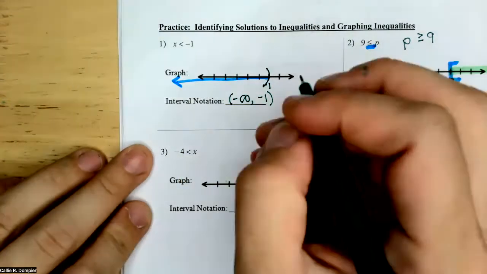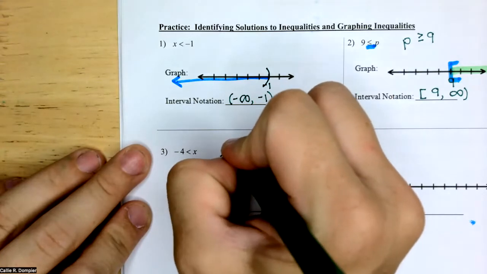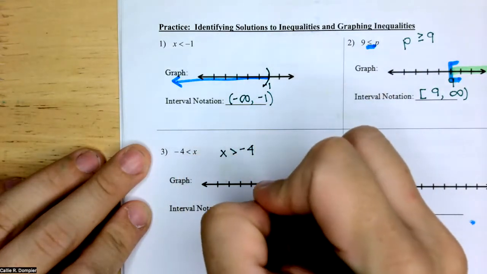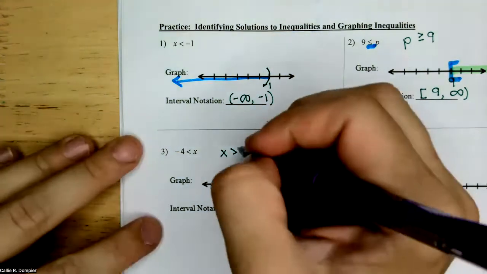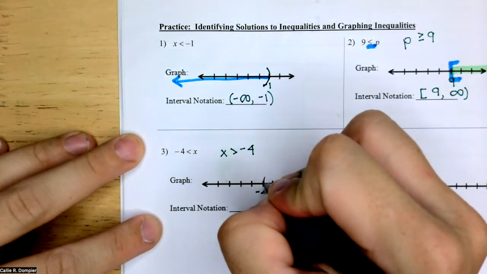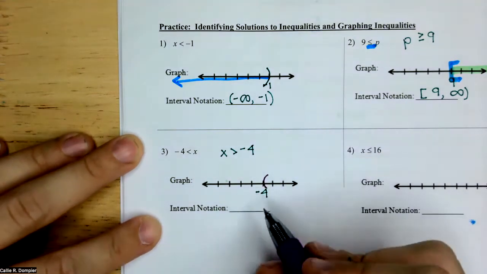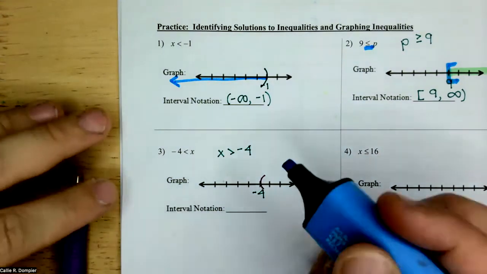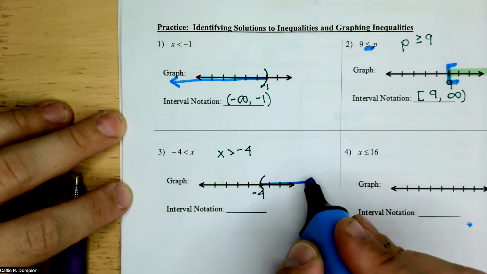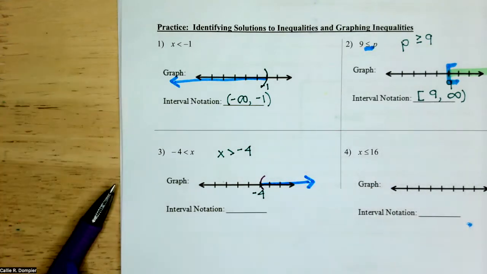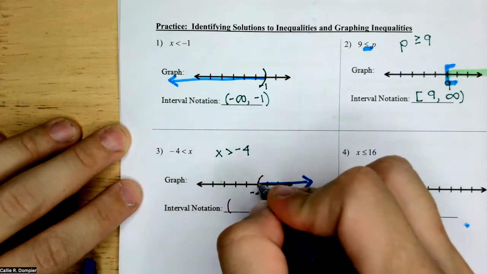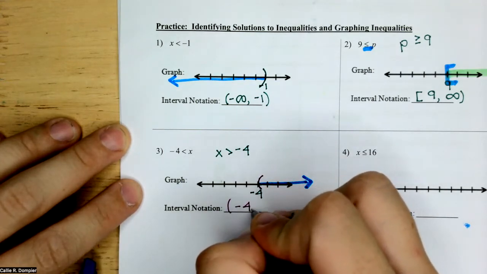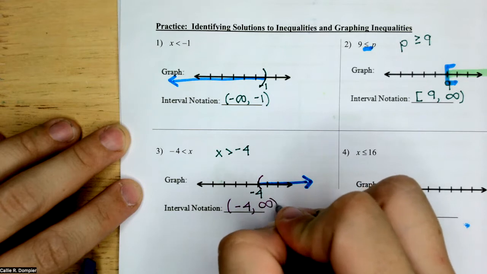-4 is less than x, or x is greater than -4. So I need a -4 on my graph. Greater than, because there is no or equal to, it's going to be a parentheses. And then we're just going to say greater than -4 would be in this direction. Reading it from left to right, parentheses, -4, and it goes on forever, so infinity.